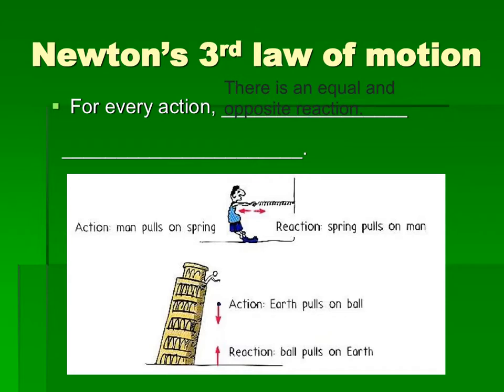For example, here when this man pulls on the spring, well, if he pulls, I don't know, I'm just going to make up a number, let's say he pulls with a 5 Newton force, the spring is actually pulling back with a 5 Newton force.